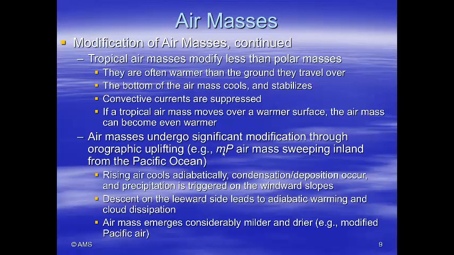Air masses undergo significant modifications through orographic uplift. So for example, marine polar air masses sweeping inland from the Pacific Ocean. The rising air cools adiabatically, condensation or deposition occurs, and precipitation is triggered on the windward side of slopes. The descent on the leeward side leads to adiabatic warming and cloud dissipation. Therefore, the air mass emerges considerably milder and drier.